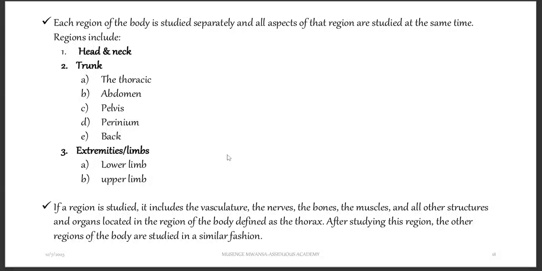All right. So I already mentioned how we study using the regions. The head and neck is at third year. You have got the trunk. Now the trunk is basically what supports every other part. The trunk is made out of the thoracic, which is the chest, the abdomen, the pelvis. This is where you find things like the bladder, the perineum. The perineum is, I'm going to show you, okay?